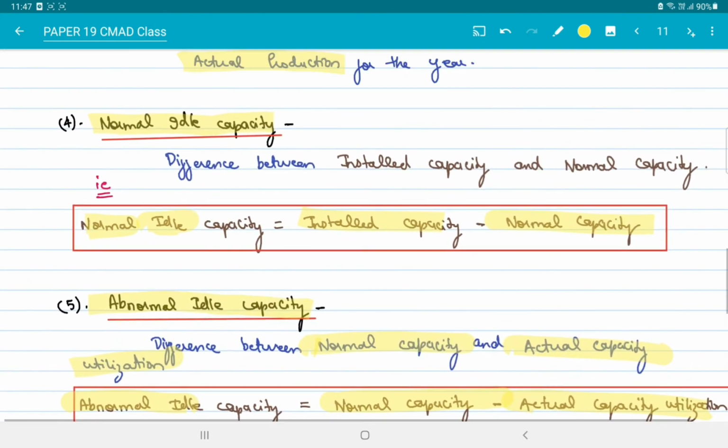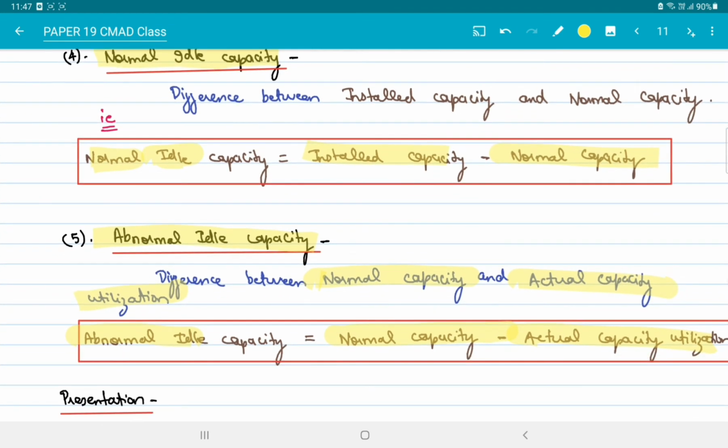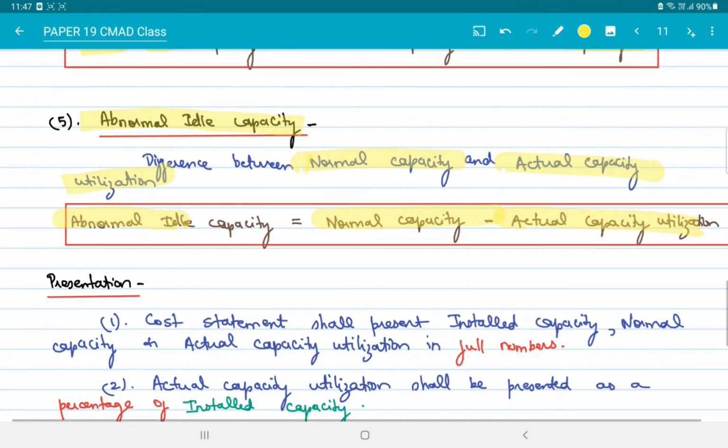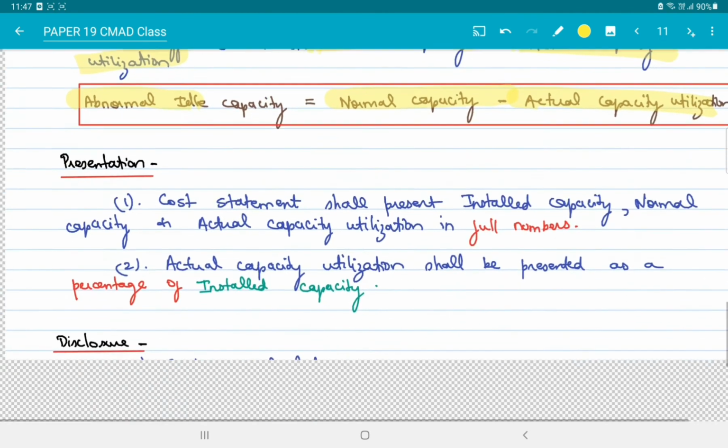If the actual comes lower than normal, then it is abnormal idle capacity. There is some serious issue which we need to fix, to ensure that at least we achieve the normal capacity during the year. If actual capacity is lesser than normal capacity, then it is an abnormal capacity.